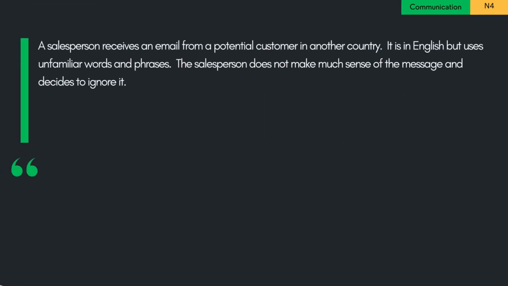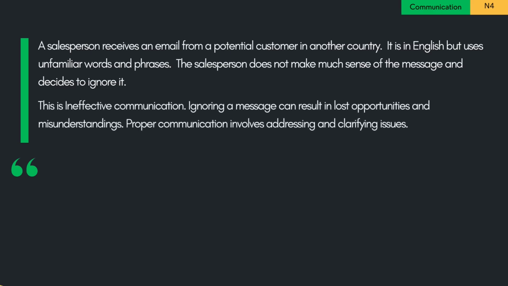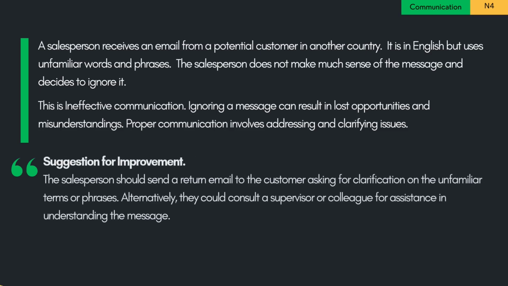2. A salesperson receives an email from a potential customer in another country. It is in English, but uses unfamiliar words and phrases. The salesperson does not make much sense of the message and decides to ignore it. This is ineffective communication. Ignoring a message can result in lost opportunities and misunderstandings. Proper communication involves addressing and clarifying issues.